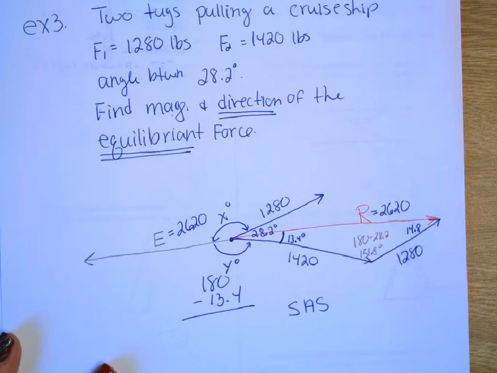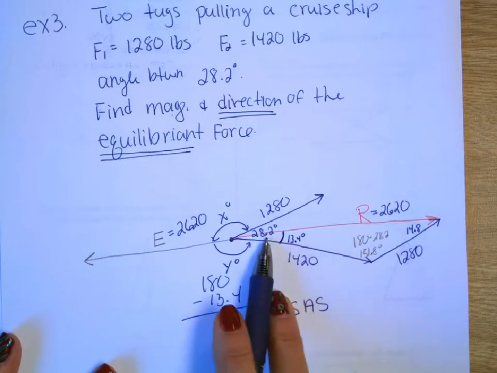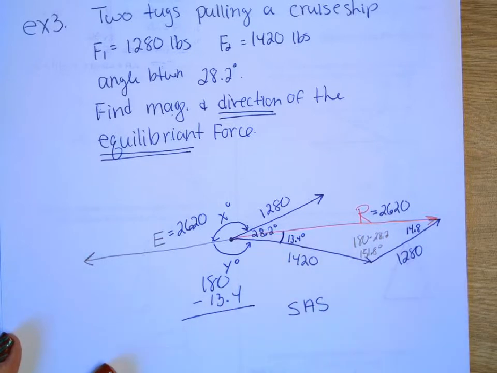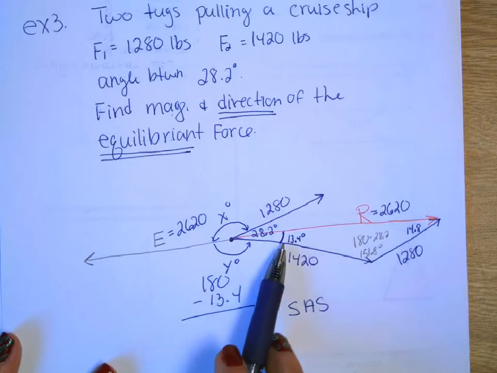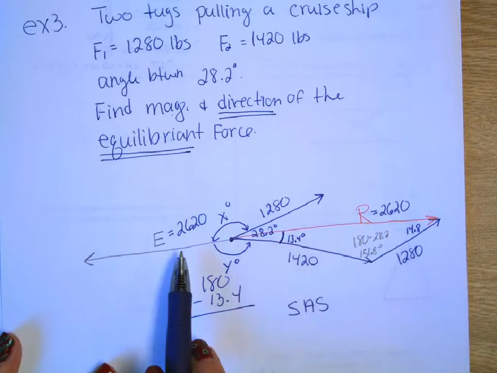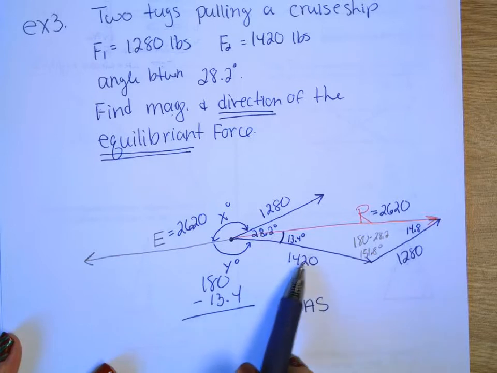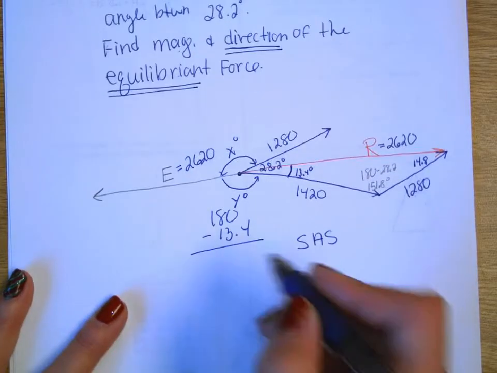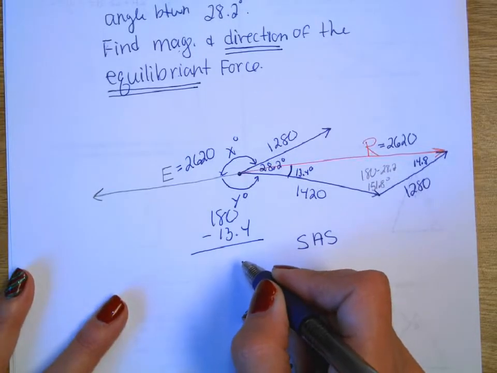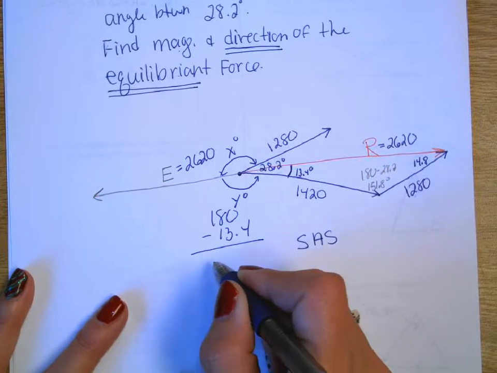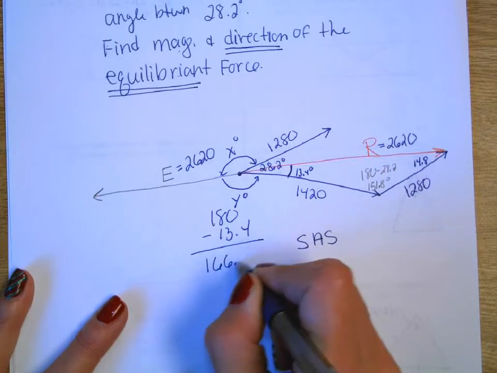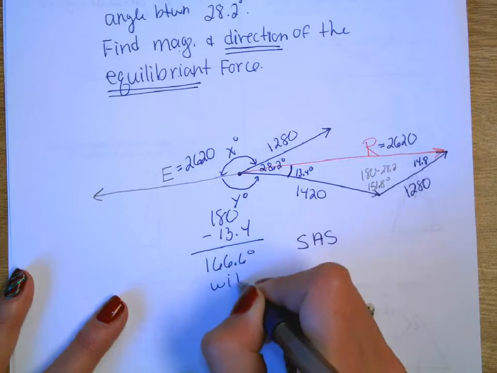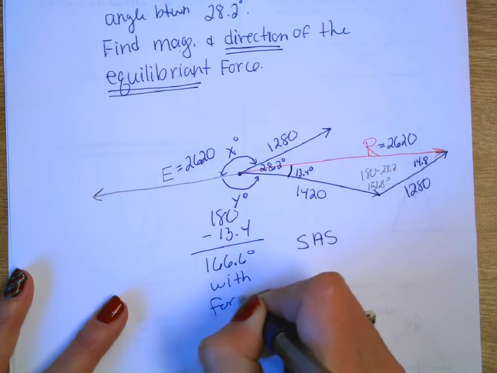I thought you said that 28.2 will never be cut in half. It wasn't. 13.4 is not half of 28.2. Oh. Well, I mean, I'm using the 13.4 that you gave me off of the program. Yeah. So you can say the equilibriant is making what angle with force 2? It's 166.6 degrees with force 2.